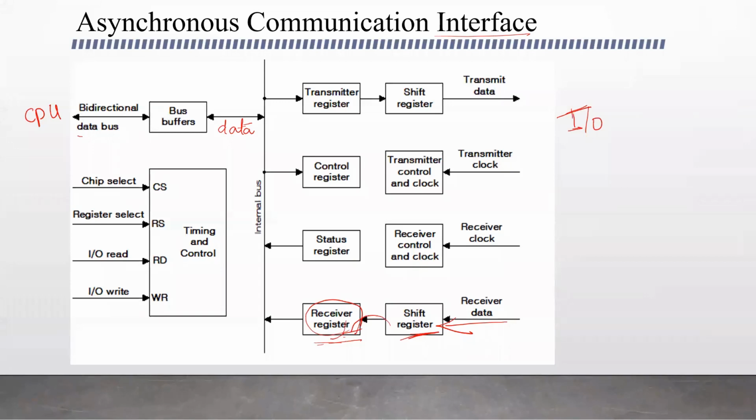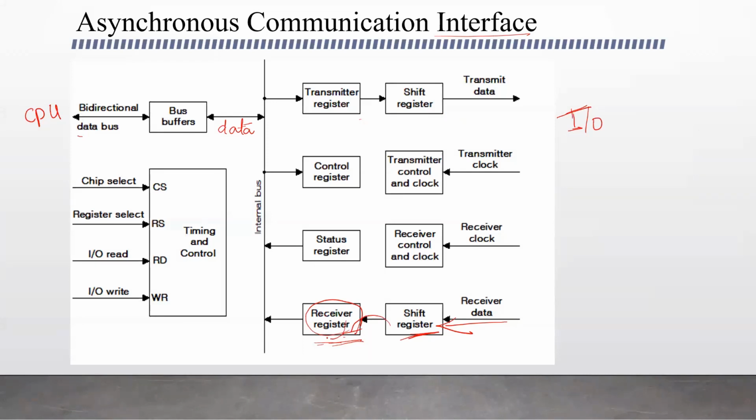And the status register gives the status of the flags. The flags in the status register give the status of the transmitter register and the receiver register, to show if the registers are empty or full. When the transmitter register is empty, the CPU can transmit data to the transmitter register. When it is full, the CPU has to wait, because when it is full it has data that has to be transmitted to the shift register. Once it is transmitted to the shift register, it is marked as empty.